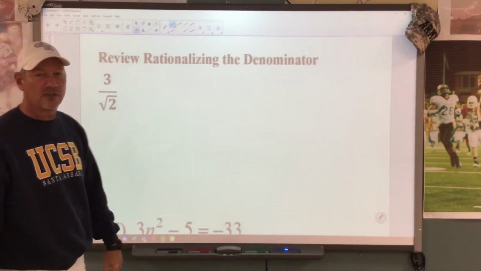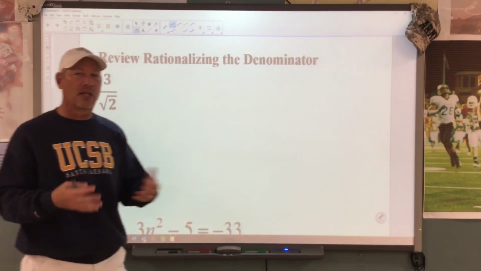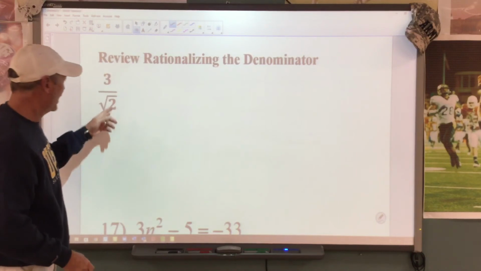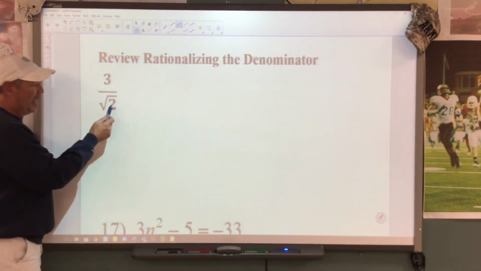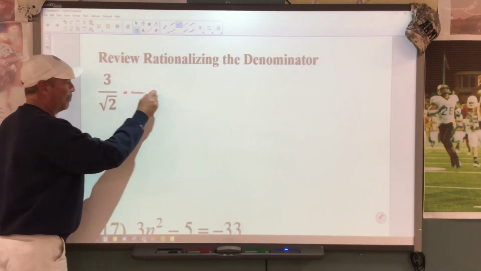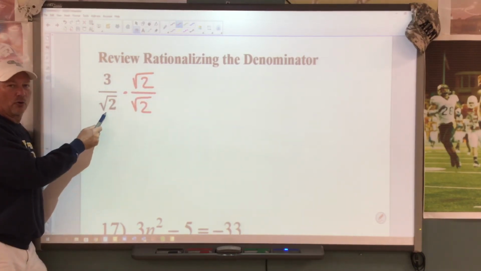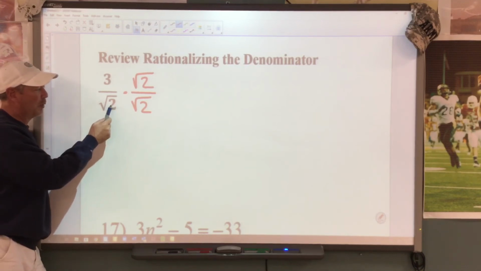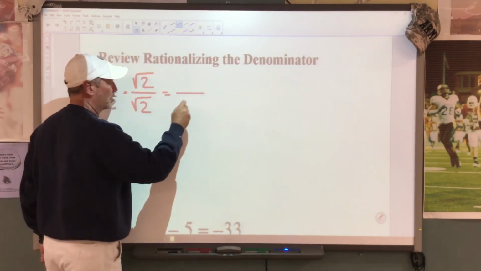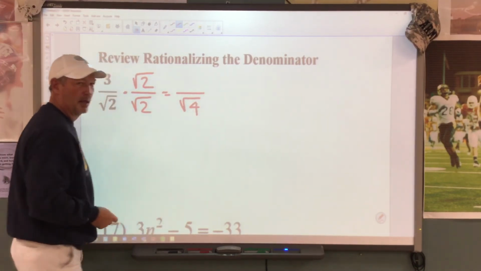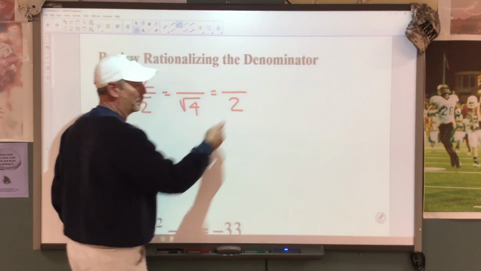We're going to review rationalizing the denominator. If you remember, you may have encountered something like this in your geometry class. We're not allowed to leave a radical in the denominator. Okay? So whatever we have in the denominator, that's what we multiply. We multiply the bottom and the top by this radical. Then the square root of 2 times the square root of 2, inside times inside, equals the square root of 4. And what is the square root of 4? The square root of 4 is the number 2.